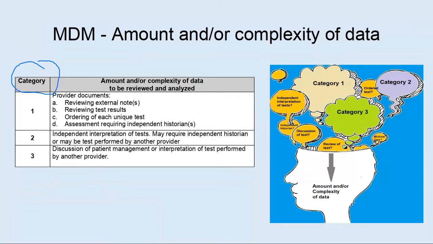In category 2, the data are interpreted. This is more than ordering and reviewing tests. The test may have been performed by another provider, and the physician is reviewing and interpreting the results. Again, the interpretation may require an independent historian. In category 3, the test is discussed with another provider. What does this test mean? How should we manage the patient? Does this test mean this or does it mean that? So it's much more involved. As you can see, each category is a little more involved than the previous one.